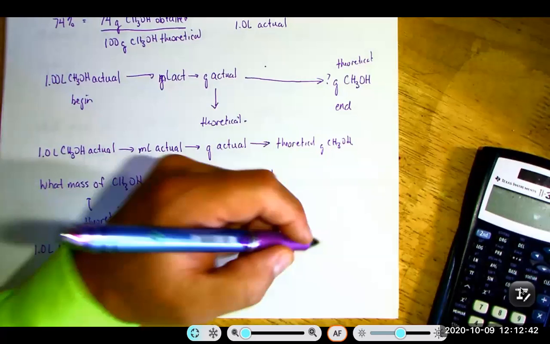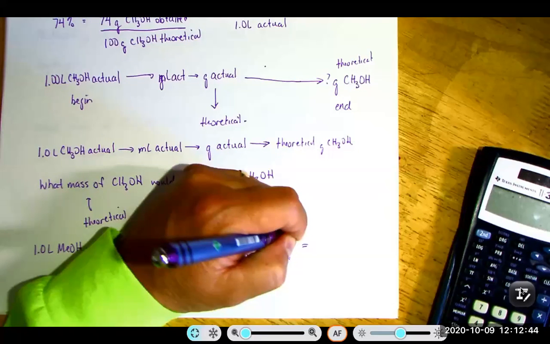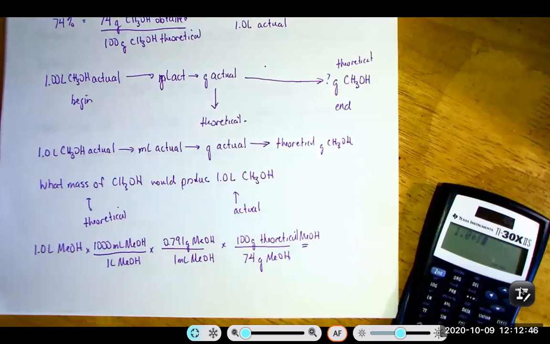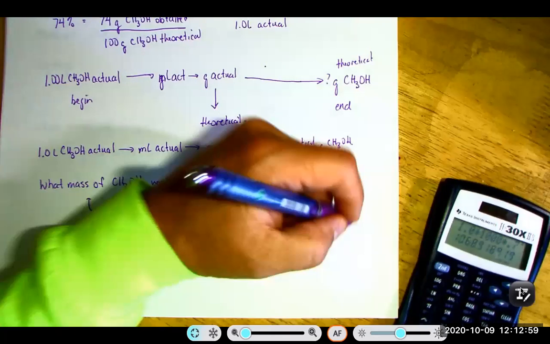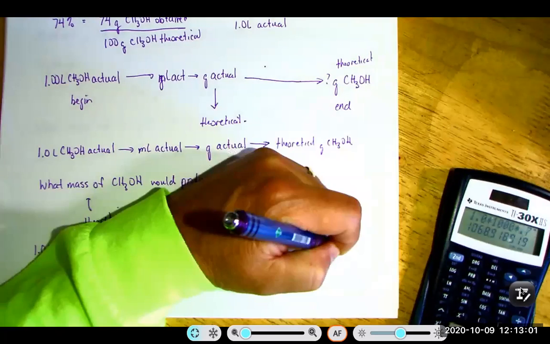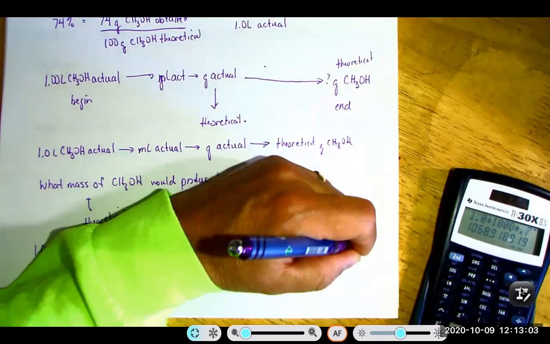So let's take a look here. 1.0 times 1,000 times 0.791 times 100 divided by 74, and we get 1,069 grams of methanol. How many significant figures are we allowed?